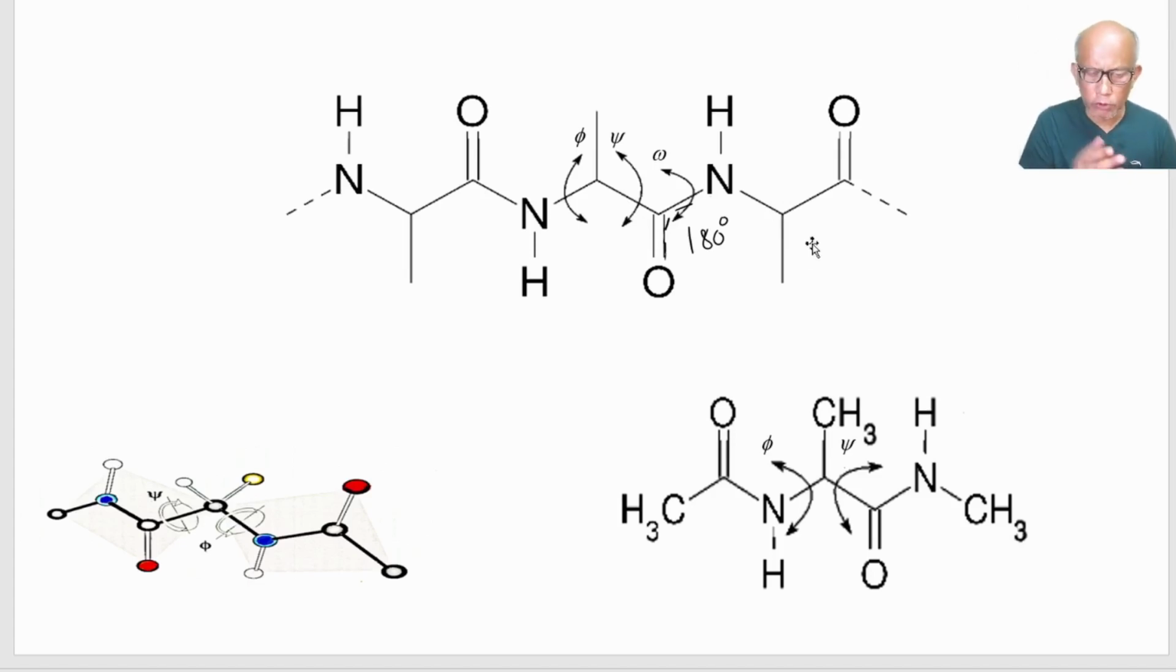So the phi and psi torsion angles around the amino acid, we can take these to be the major determinants of the peptide conformation.